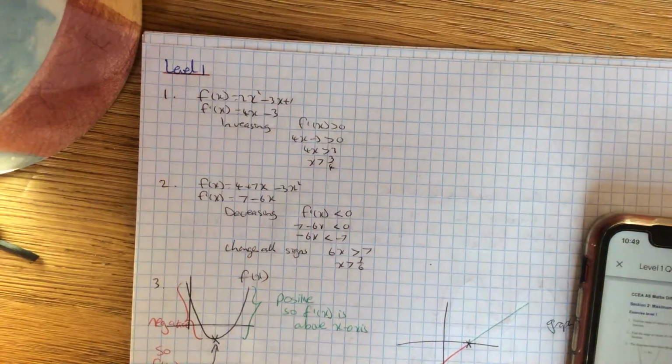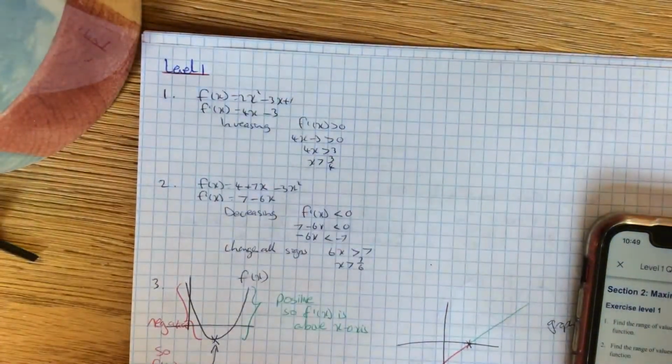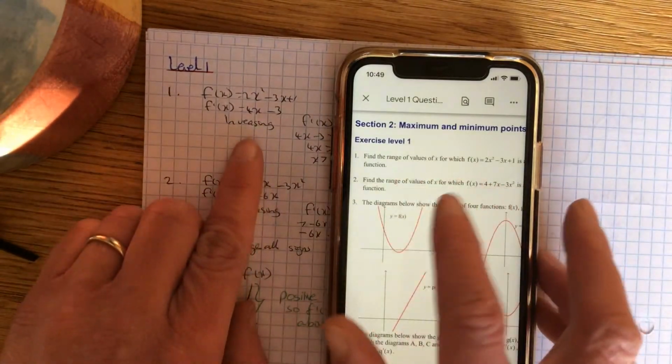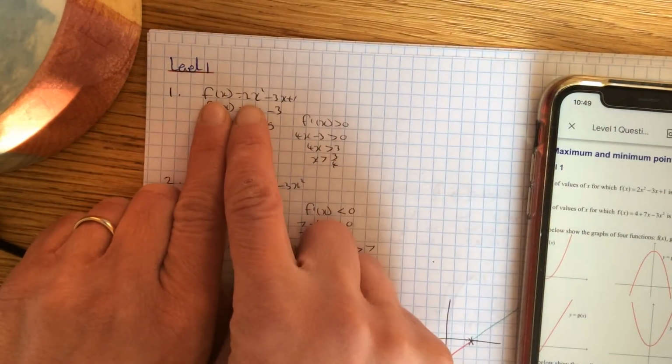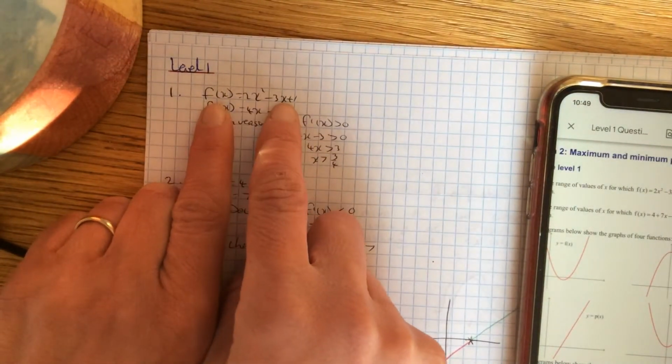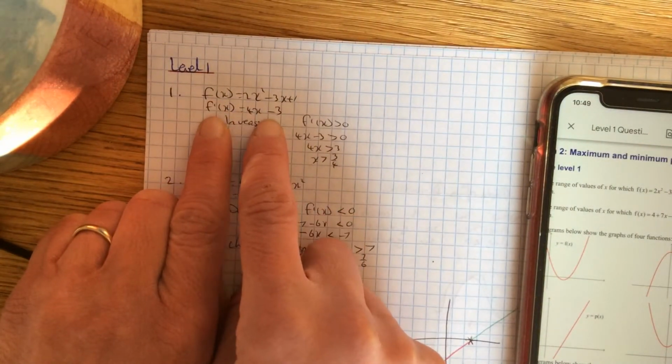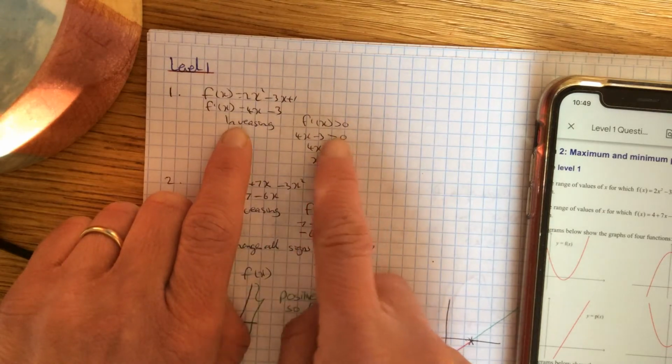Okay, level 1 exercise here. So the first one is find the range of values for which this is an increasing function. So in terms of f(x), I kept it as f(x). There's no f dash x, differentiate it. It's increasing when f dash x is bigger than 0.